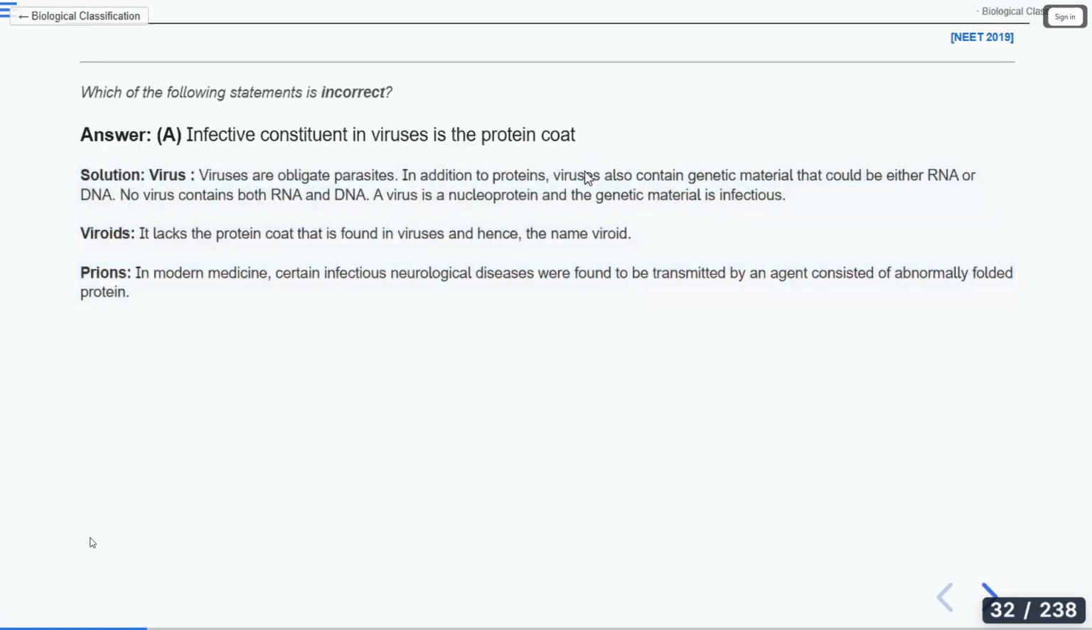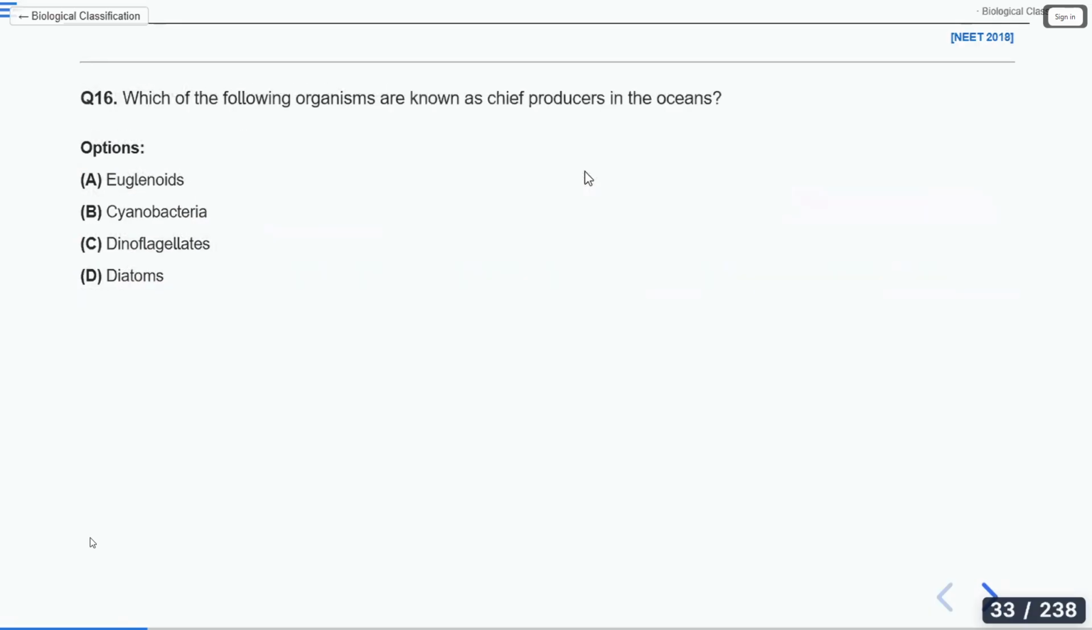So, which is the infective constituent of virus then? If it is not the protein coat, which is the infective part? Okay, their genetic material. Which of the following organisms are known as chief producers in the oceans?